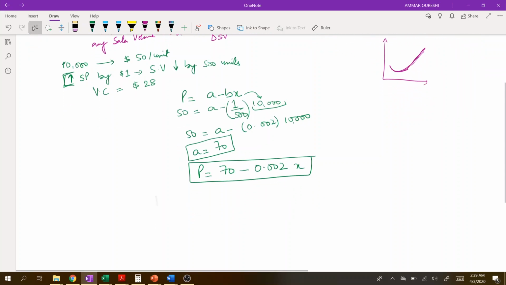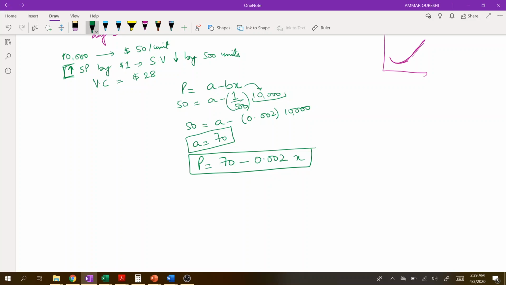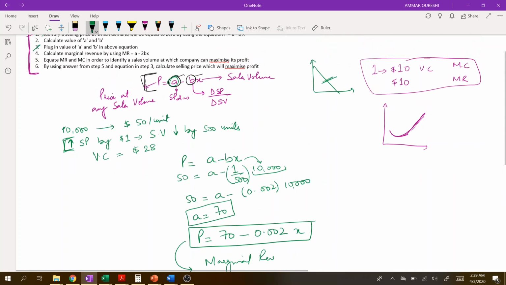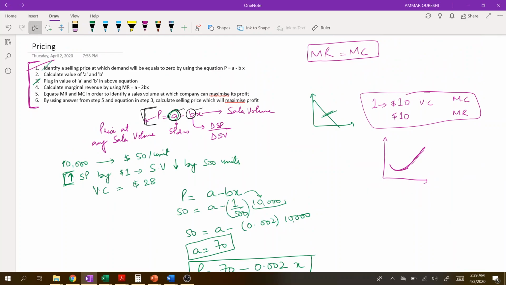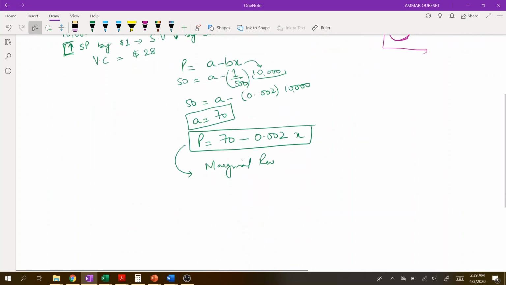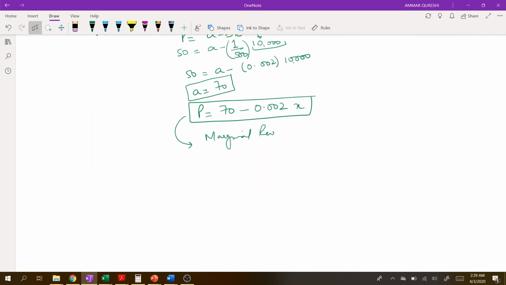Now what we have to do is convert this price function into marginal revenue, right? Now, why will we convert this into marginal revenue? Because we don't have to equate price with marginal cost. We have to equate marginal revenue with marginal cost, right? So how can we convert price into marginal revenue? It's simple.